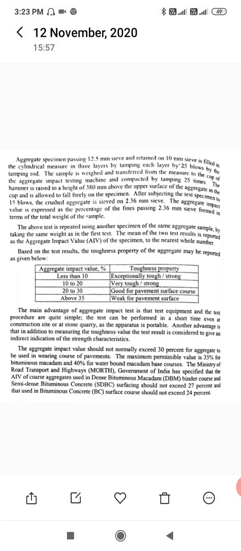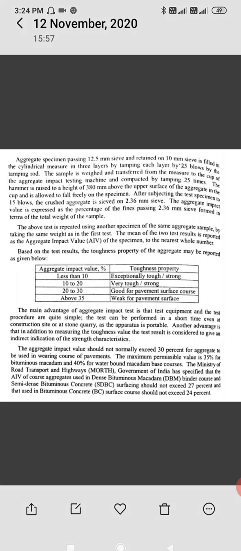The aggregate impact value should not normally exceed 30% for aggregates to be used for the bearing course of pavements. The maximum permissible value is 35% for bituminous macadam and 40% for water bound macadam base course. The Ministry of Road Transport and Highways (MORTH), Government of India, specifies that the AIV of coarse aggregate used in dense bituminous macadam (DBM) binder course and semi dense bituminous concrete (SDBC) surface should not exceed 27%, and for bituminous concrete (BC) surface should not exceed 24%.